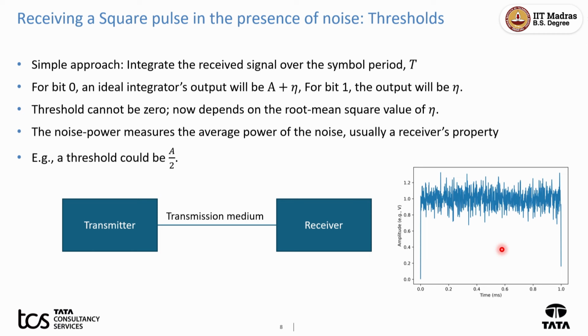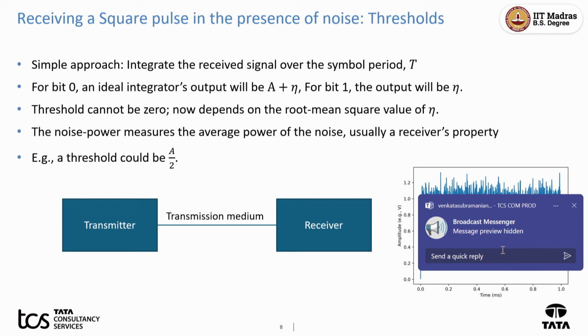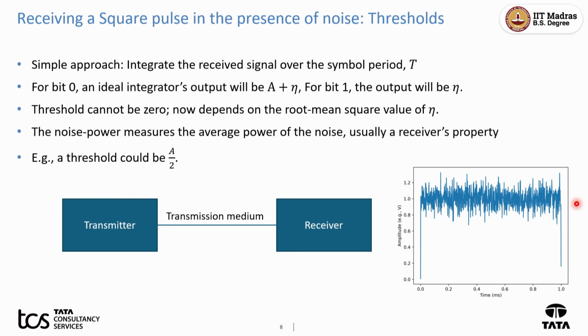Don't think of that eta as a fixed value. If you do this integration 10,000 times, you will get 10,000 different values. On average, that will be 0, but it can be positive, it can be negative. What we are interested in is the root mean square of that value. That is telling us what the noise power is.